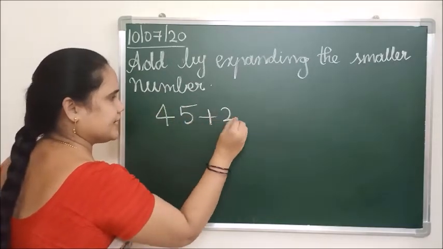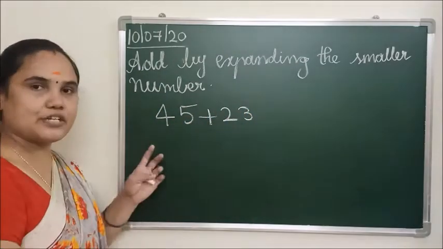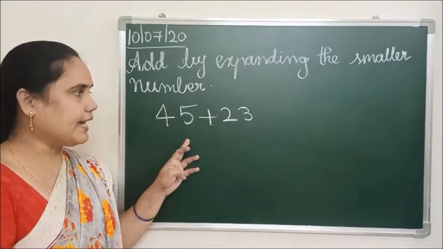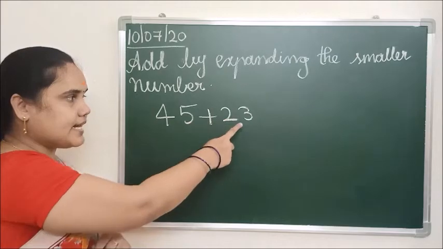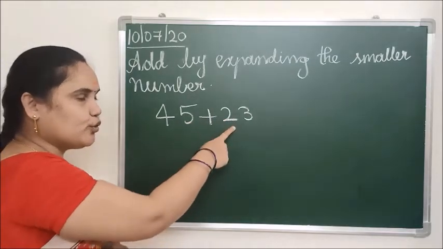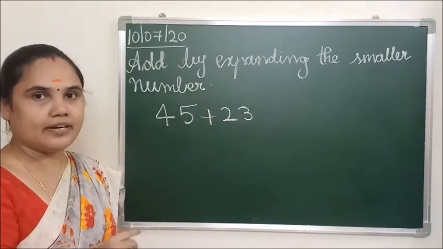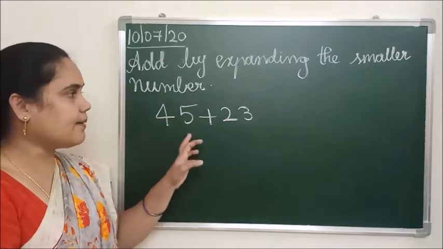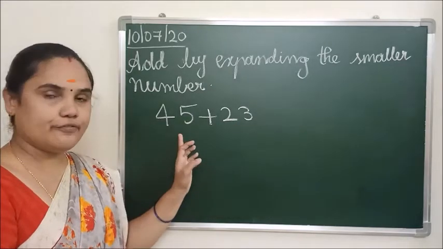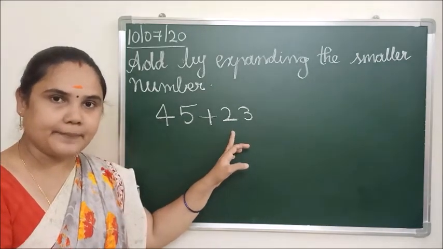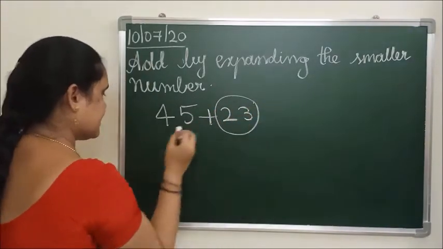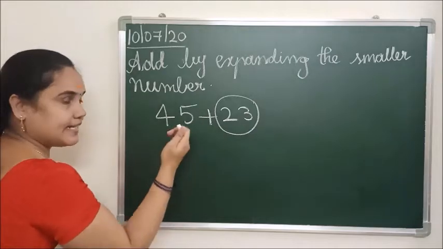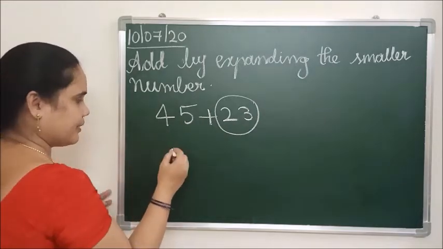45 plus 23. What is the question, children? 45 plus 23. How many numbers are given? 1, 2. Two numbers are given. Now tell me, children, which number is smaller? 45 or 23? Yes, 23 is smaller. See, children, first write the numbers one after one.